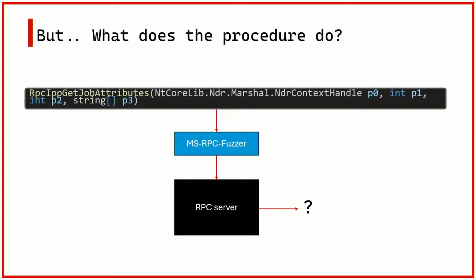But we invoke a procedure, but we're still talking about black box filtering because we actually have no idea if we invoke a procedure where our input lands on the system.